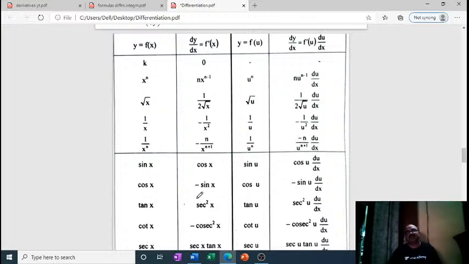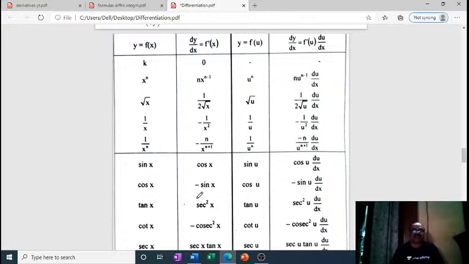Function of a function here. In the first case it is direct, differentiation of x. Here differentiation of u, then differentiation with respect to x. Root x, 1 by 2 root x. Root u, root of cos x, let me say. It is first 1 by 2 root of cos x, then cos x differentiation, that will be minus sin x, du by dx. So root u is 1 by 2 root u into du by dx.